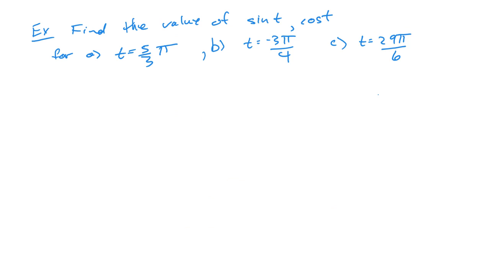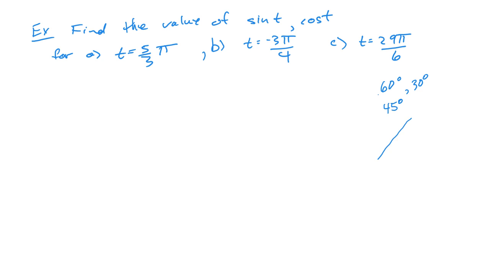Okay, so imagine I need you to find the value of sine of t and cos of t. You're given t equal to 5/3 pi, then negative 3/4 pi, and this last one is pi over 6. All of these three triangles have certain things in common. If we were looking in degrees, they have angles of 60 degrees, 30 degrees, and 45 degrees. There are right triangles associated with them.